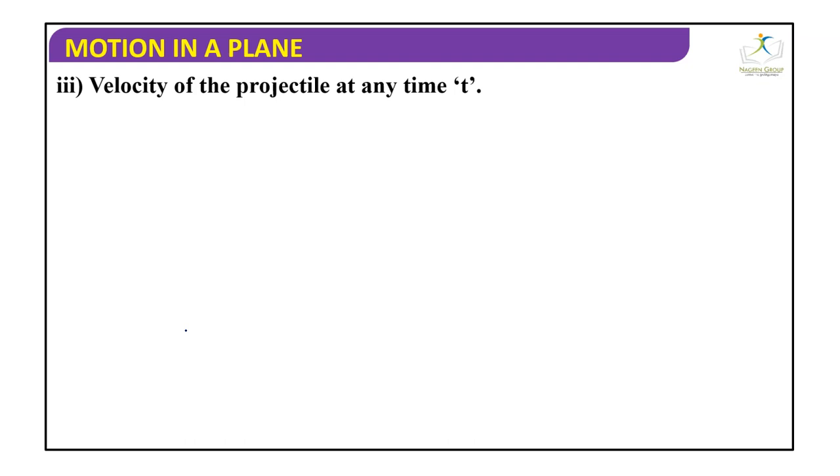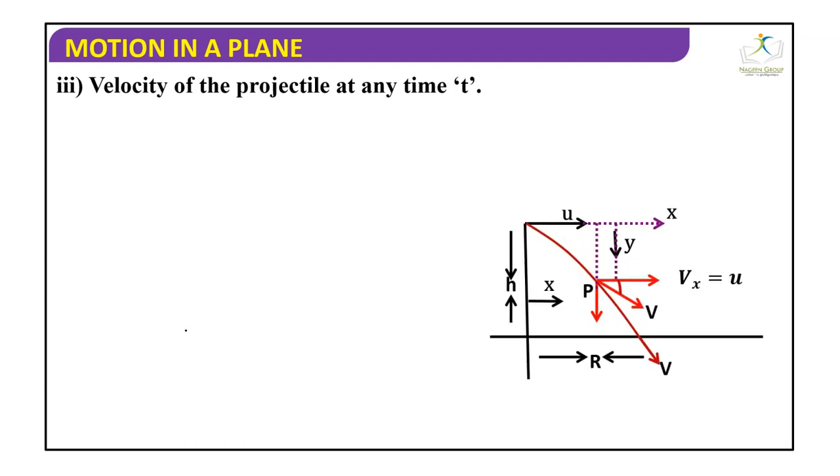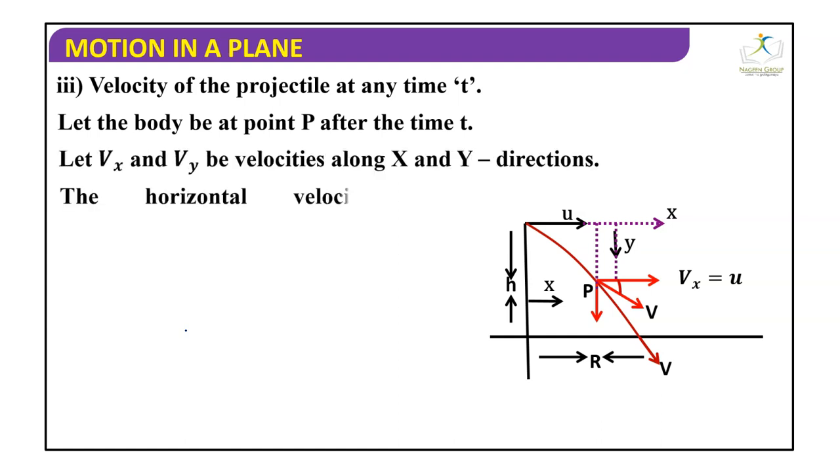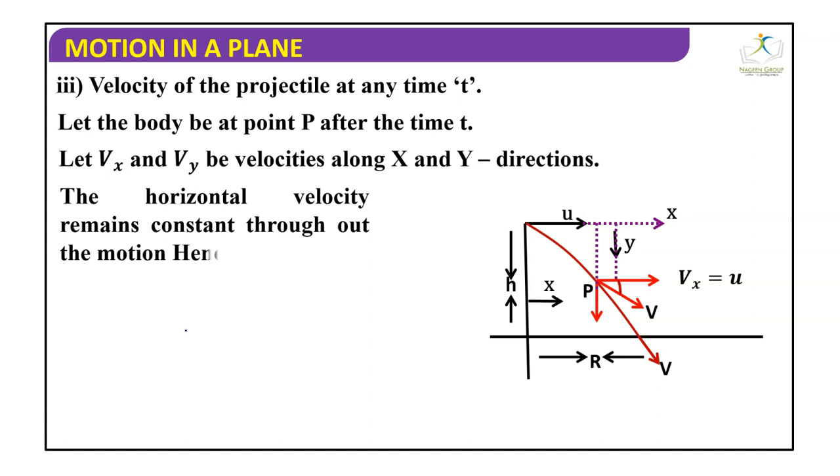Third, velocity of the projectile at any time t. Say the body is at point P after a time t. Let Vx and Vy be the velocities along the x and y directions.